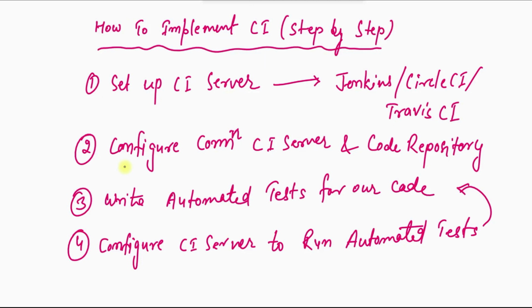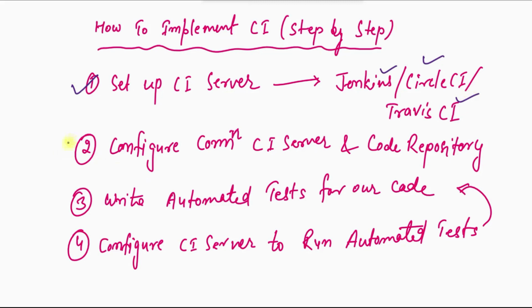Now it's time to discuss how to implement CI step by step. The first step is we need to choose the CI tool that we are going to use. That means we need to set up or configure that tool for our use. This tool can be anything like Jenkins, Circle CI, Travis CI. We have other tools also like GitLab CI/CD, GitHub Actions, TeamCity, or Bamboo. There are many tools that we will discuss in this video after some time.